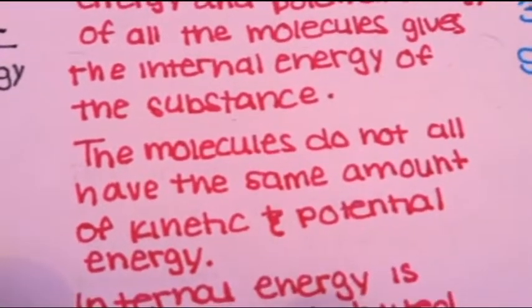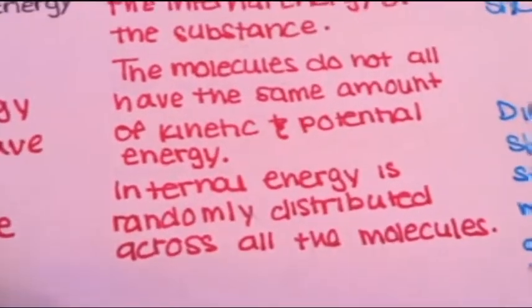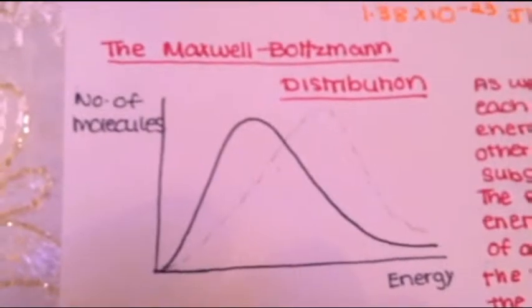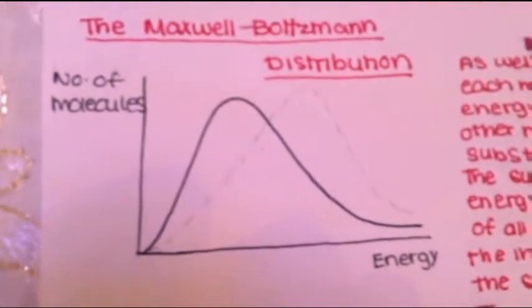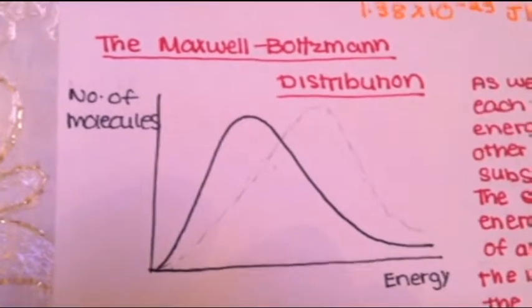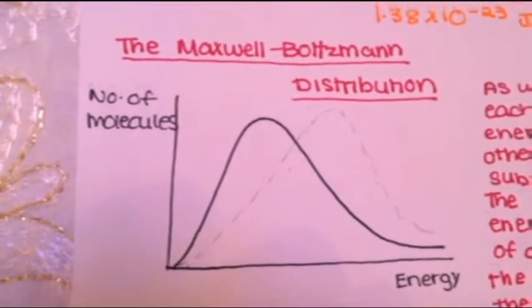The molecules do not all have the same amount of kinetic and potential energy, as the internal energy is randomly distributed across all the molecules, and this is shown in the Maxwell-Boltzmann distribution graph, which shows the number of molecules against the kinetic energy of the molecules in a substance. And this shows that the velocities of the molecules in the substance range from a few moving very slowly to a few moving very fast.